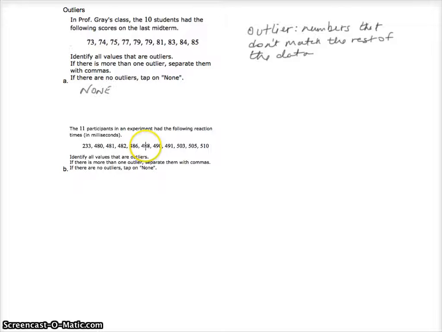For part B, the 11 participants in an experiment had the following reaction time: 233, 480, 481, 482, 486, 488, 490, 491, 503, 505, and 510. Identify all of the outliers of this data set.